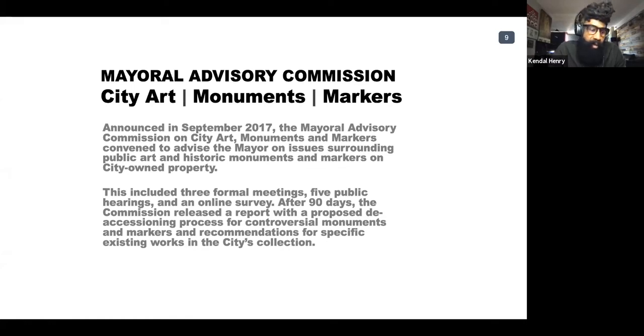And these meetings lasted as long as everybody got a chance to say what they needed to say. That was very important, because we kept hearing very similar things about similar monuments. We kept hearing opposing thoughts and perspectives on some of the same monuments. And so this kind of public meeting was very important in informing the advisory commission on how they should look at, and which monuments they should look at. So after 90 days of this, the commission released a report with a proposed deaccessioning process for what we consider controversial monuments and markers, and recommendations for specific ones to the mayor.